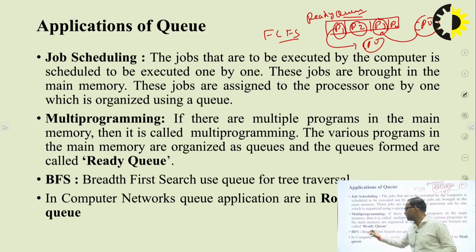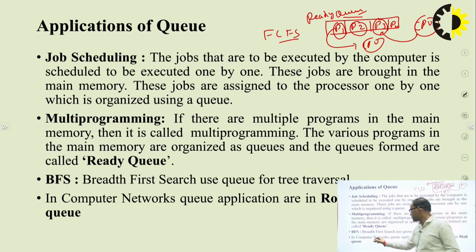Next application is BFS. BFS is known as the breadth first search technique. Basically, this technique is used as a graph traversal algorithm for the graph data structure, and the BFS technique uses a queue. If you want to implement a program for the BFS technique, then in order to implement it, we have to use a queue.